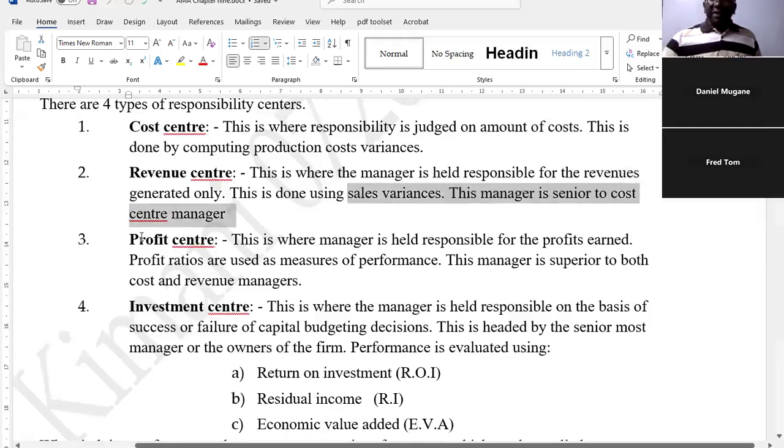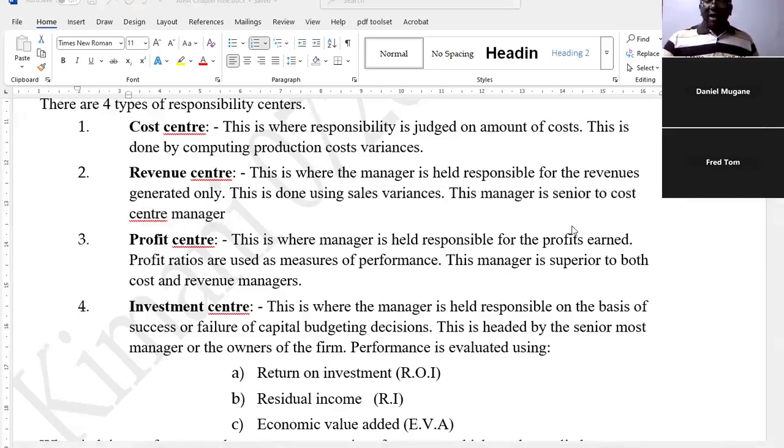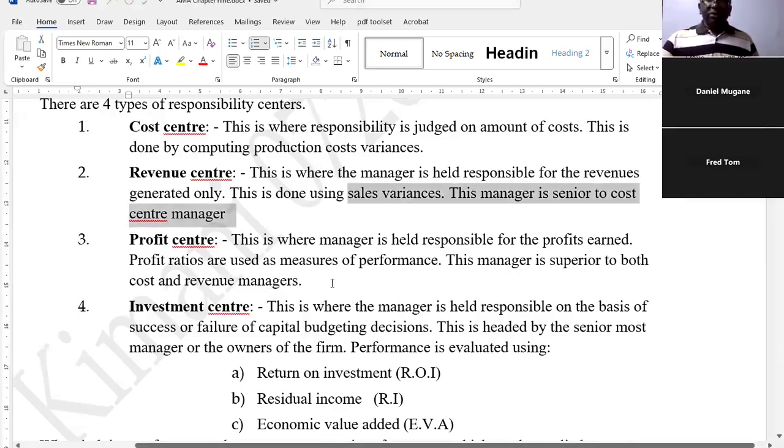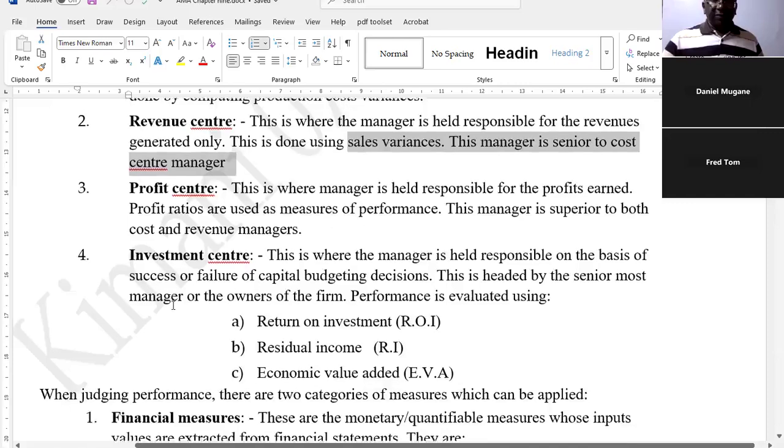We have the profit center. Here, the manager is held accountable on the basis of the profits that they have made. So we look at how much profit you made, and this person must be in charge of cost and revenue, because profit is equal to revenue minus cost.